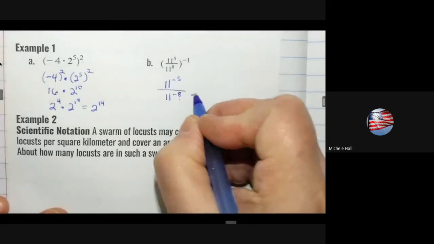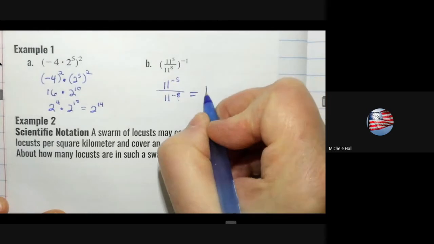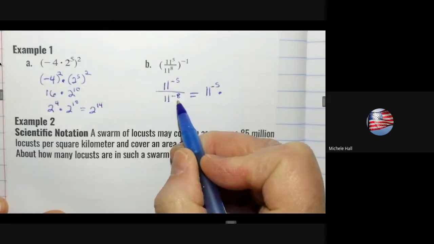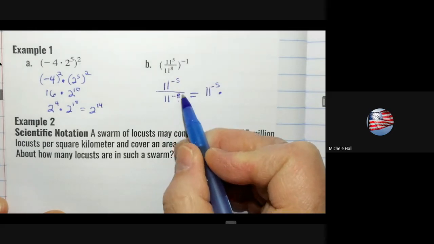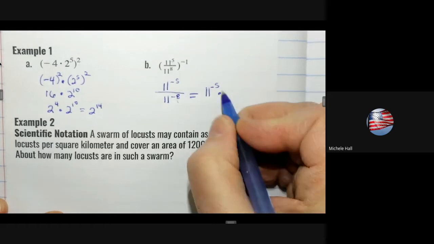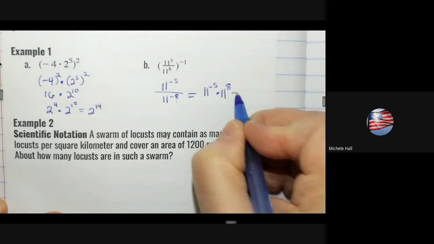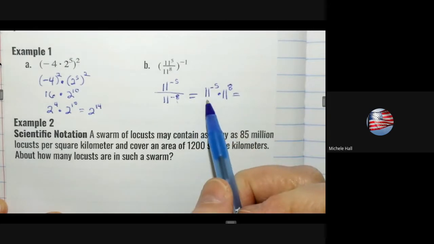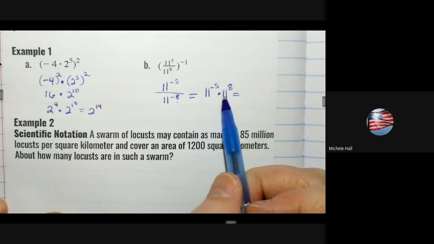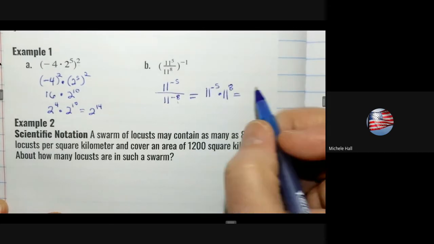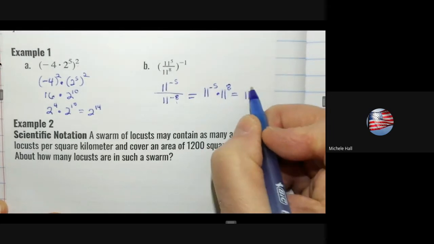That will be 11 to the -5 times, I'm bringing 11 to the negative 8 to the numerator. So to go between numerator and denominator, I change the sign of the exponent. That becomes 11 to the positive 8. Now I am multiplying with like bases. So when you're multiplying like bases, you add the exponents. Negative 5 plus 8 is going to be 11 to the third power.